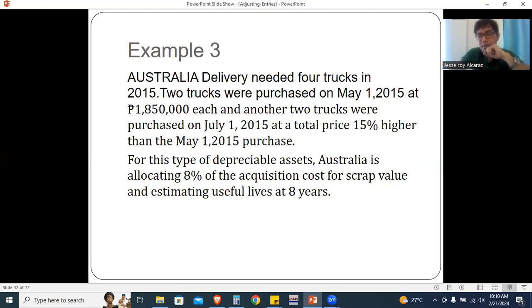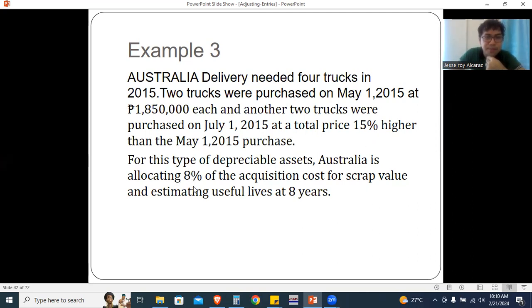Okay, another one. This is a bit more comprehensive. So Australia delivery needed 4 trucks in 2015. 2 trucks were purchased on May 1, So wala siya gisabay, no? Ang 2 trucks ni abot May 1 and for 1,850,000 each. And then another 2 trucks were purchased on July 1. So that's 2 months after. Pero mas mahal siya, 15%.